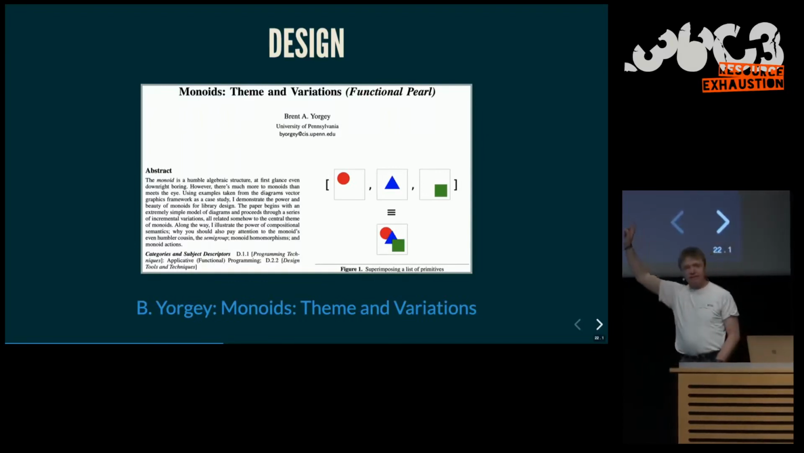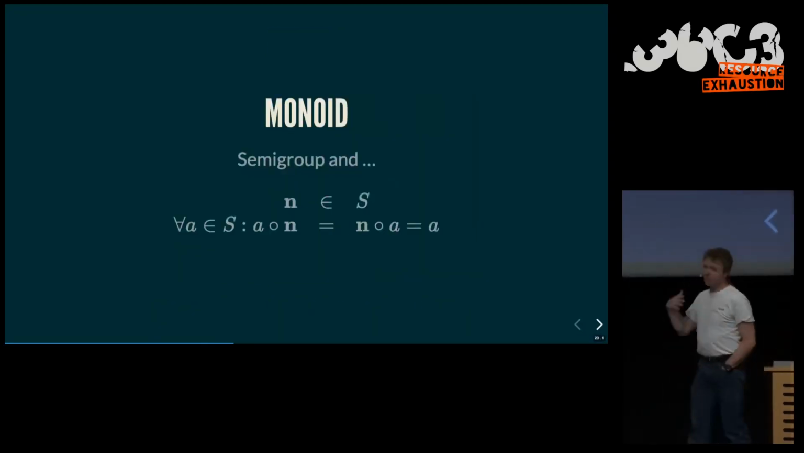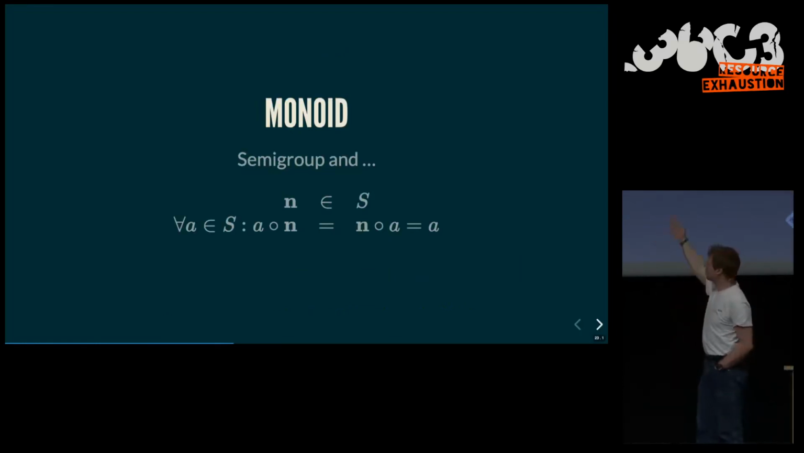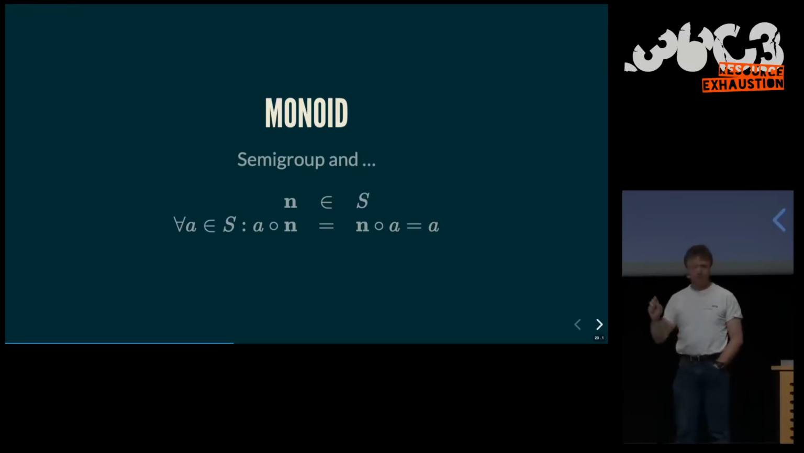Now, it has a funny word there. It doesn't say semigroup, though it could. It says monoid theme and variations. And a monoid, even though it sounds kind of fancy, is actually not much more complicated than a semigroup. It's a semigroup that also has a special element called the neutral element, and whenever we combine something with a neutral element, it doesn't matter if we do it in front or at the back, we get the same thing back. Of course, the neutral element with respect to numbers in addition would be 0. The neutral element with respect to lists and concatenation would be the empty list.